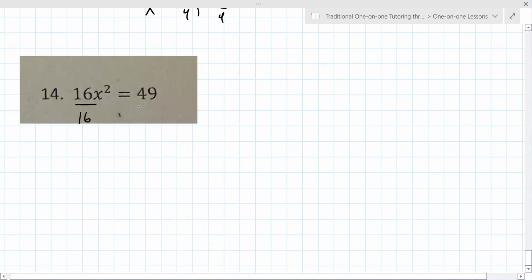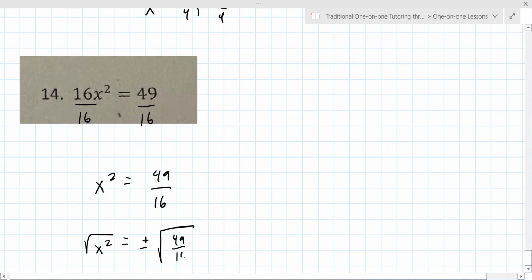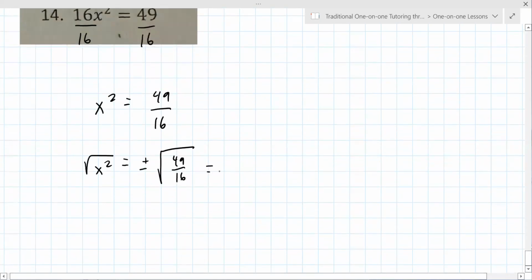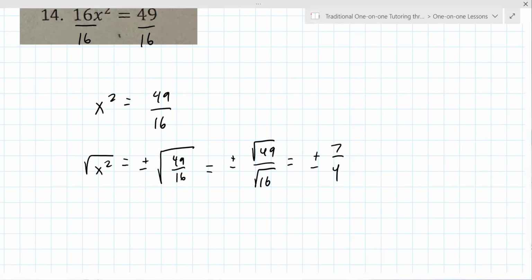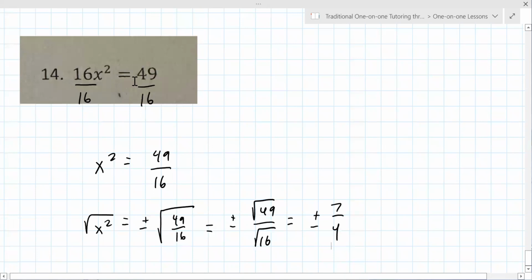You divide both sides by 16, so you have x squared equals 49 over 16, and then to undo a square, you take a square root. You have to remember the plus or minus. Very easy to miss that one. And then you have to know to take the square root of the top, the square root of the bottom. This is your final answer. Okay. Well, the first way we did it sounds just easier. Yeah. This way is right, but it only works on these problems.